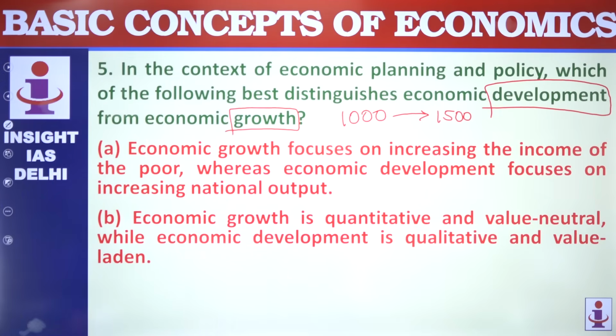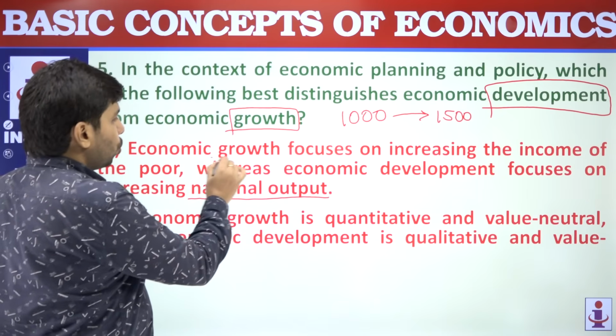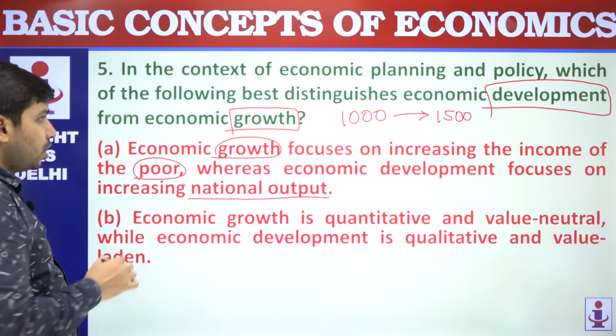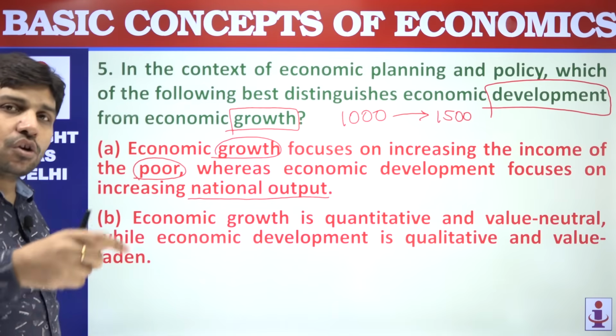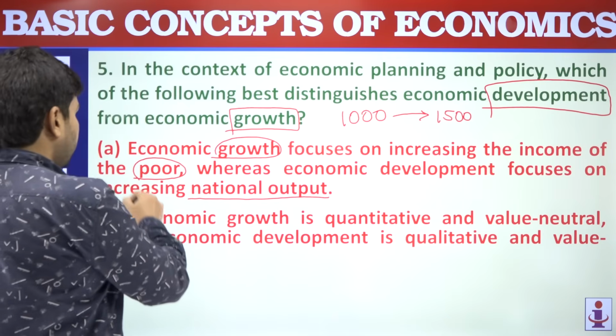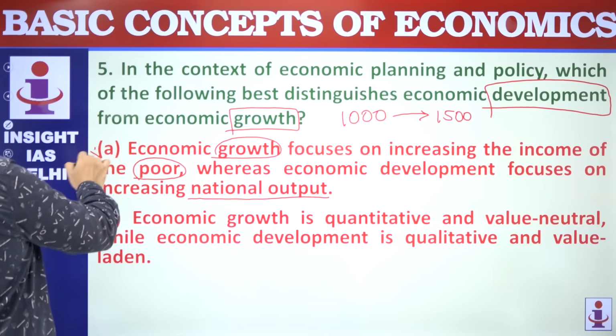Four statements are given over here. Economic growth focuses on increasing the income of the poor, whereas economic development focuses on increasing national output. Growth does not only mean the income of the poor, it is about the overall growth of the economy, not necessarily of the poor. Here it says economic development focuses on national output. Actually, it is reversing both these things. National output is the focus of economic growth. So this is not correct.